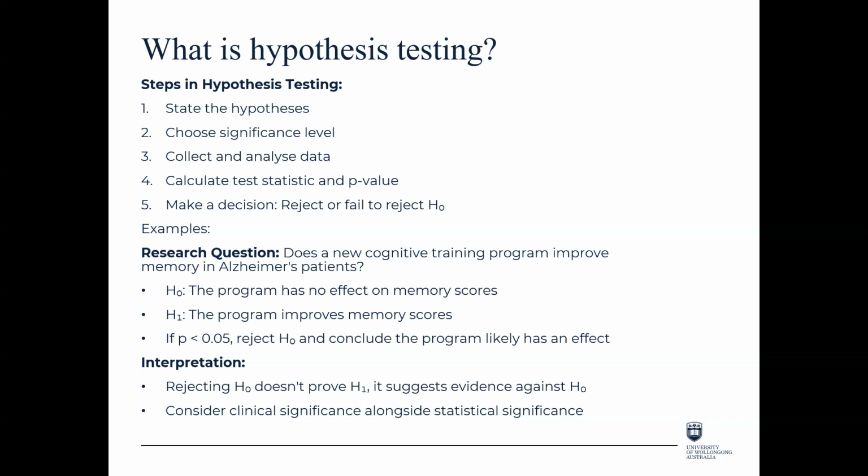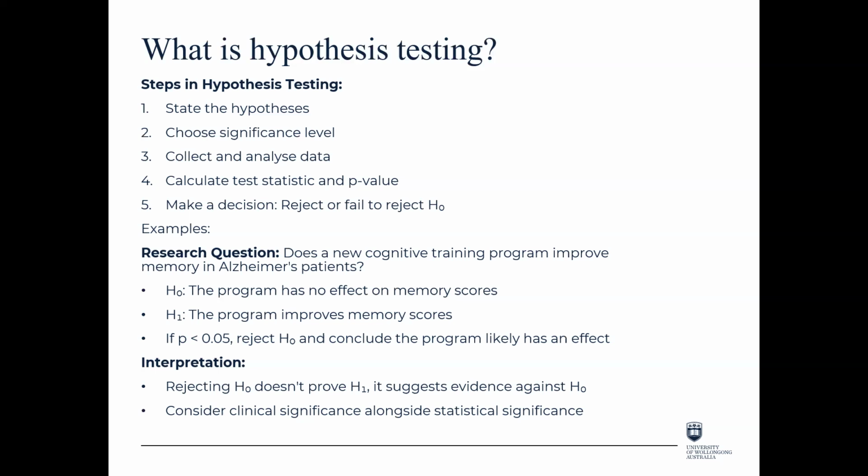And on interpretation, just a word of caution: rejecting the null hypothesis doesn't prove the alternative hypothesis. It just suggests evidence against the null hypothesis. So we never truly prove something. We can just say that it was statistically significant and therefore likely.